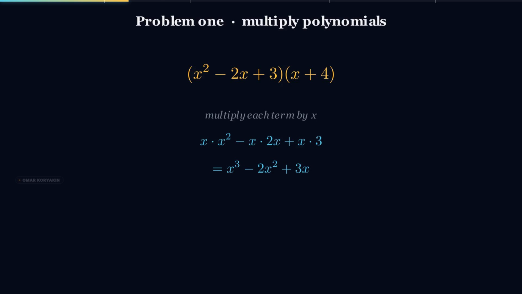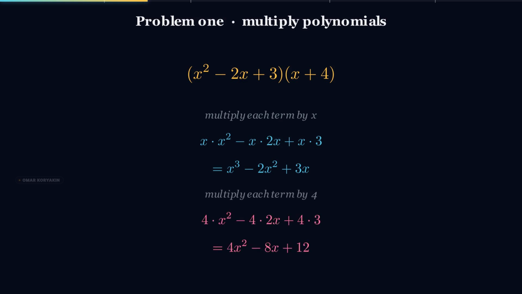Multiply each term of the quadratic by x first. X times x squared is x cubed. X times negative 2x is negative 2x squared. X times 3 is 3x. So the first row simplifies to x cubed minus 2x squared plus 3x.